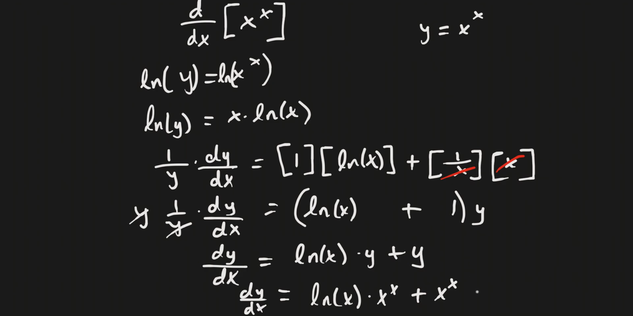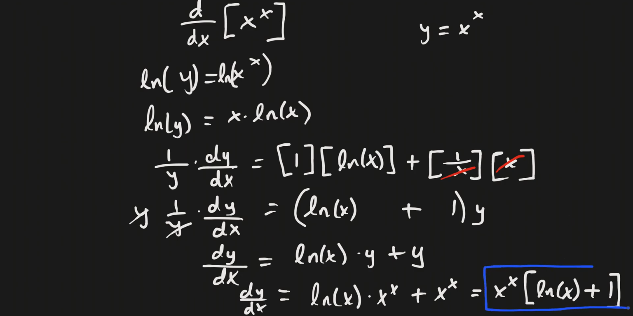Now, what's this going to be? Well, this is a valid answer, but I just want to rewrite this. So x to the x times the natural log of x plus 1. This is a much neater way of writing it. We could have done this step here as well, but that's fine. This is good as well. So the answer is all in terms of x, which we wanted, and this is our answer.